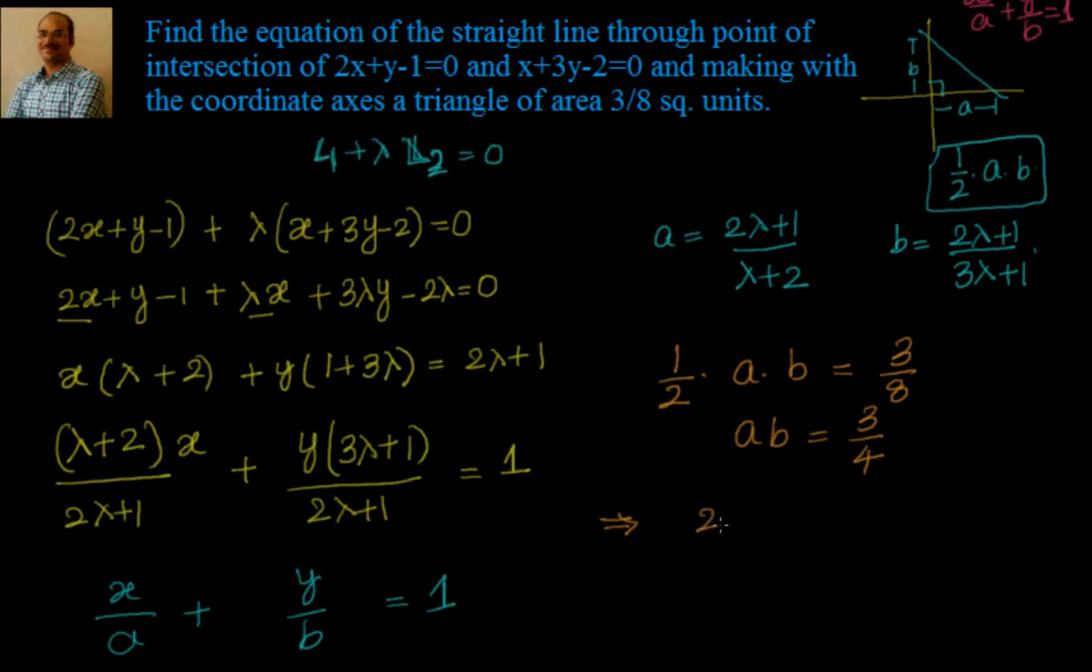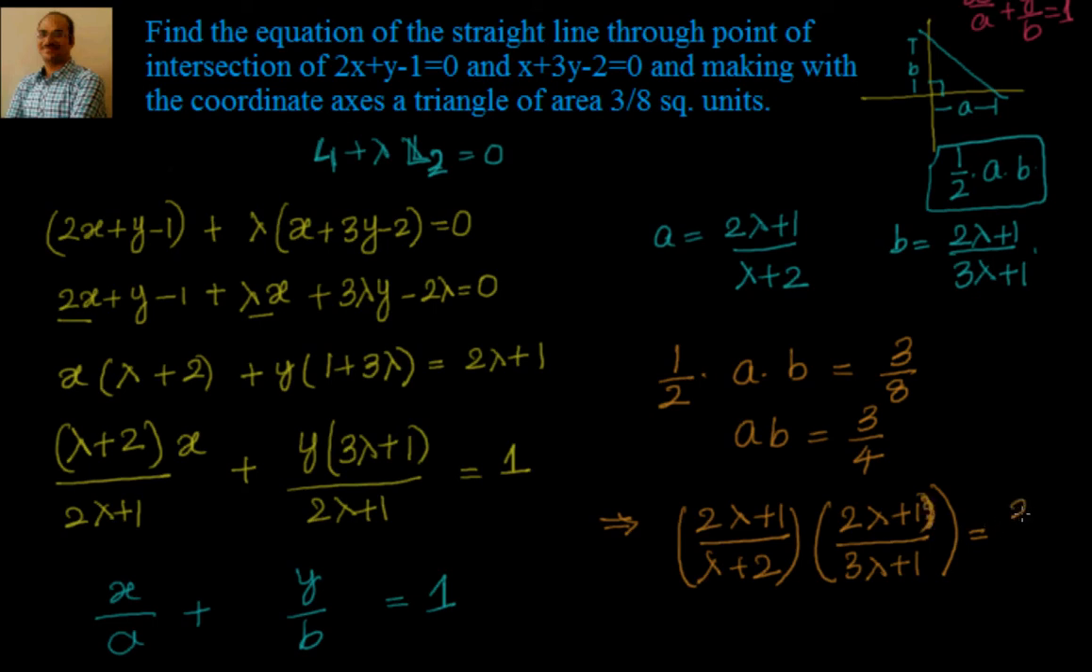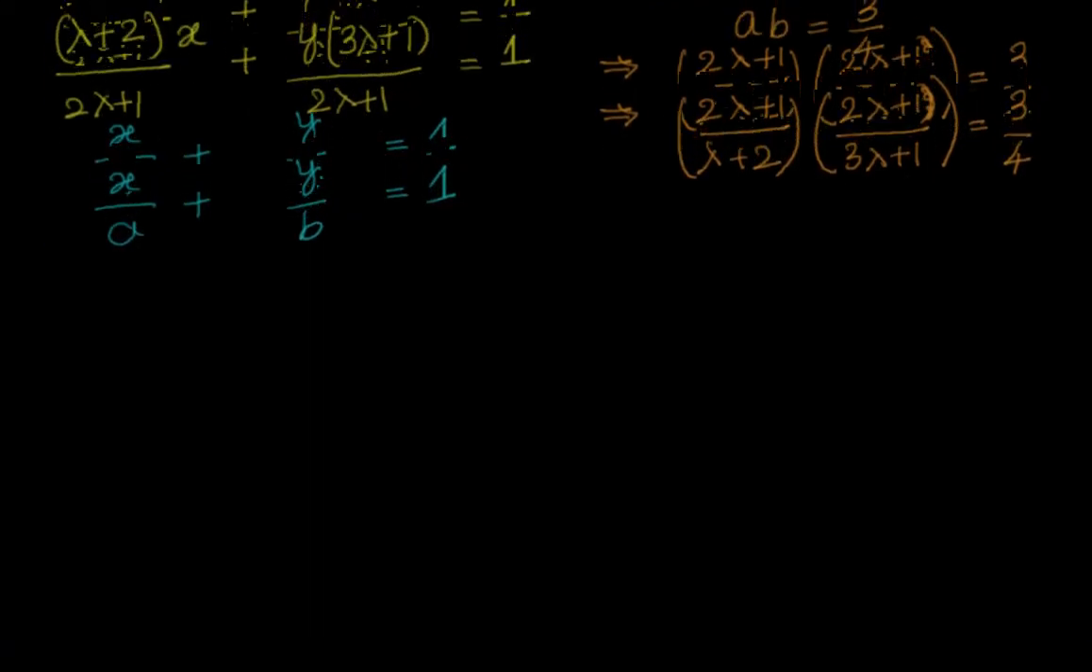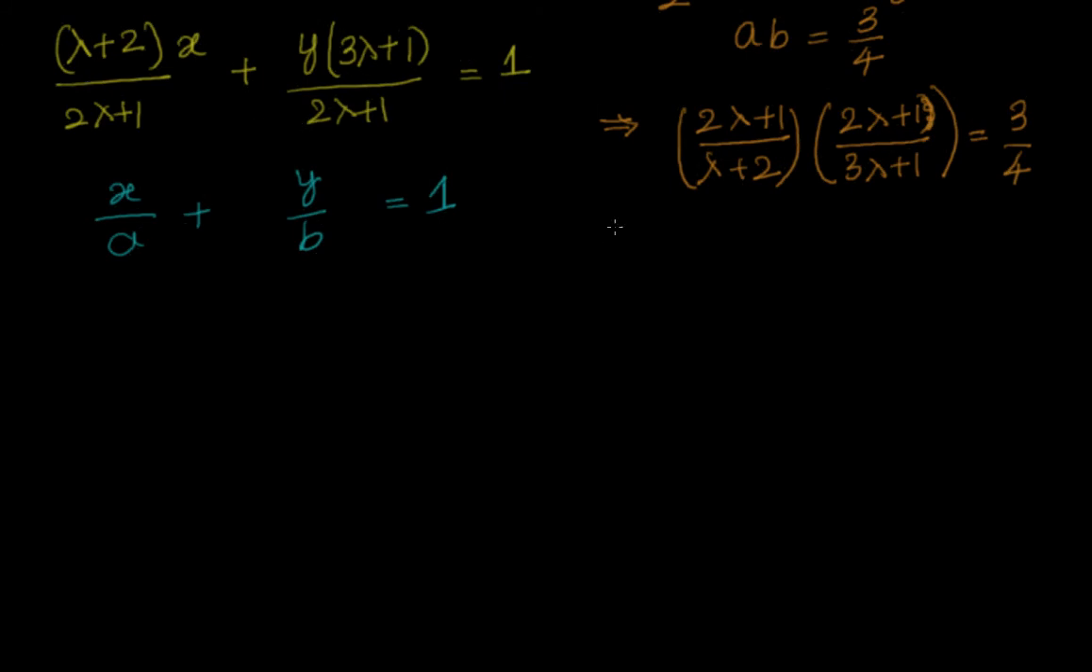I'll write down (2 lambda plus 1) divided by (lambda plus 2) into (2 lambda plus 1) divided by (3 lambda plus 1) equal to 3 by 4. Now we will simplify this. We will go to the next step. That will be 4 into (2 lambda plus 1) whole square equal to 3 into (3 lambda plus 1) into (lambda plus 2).